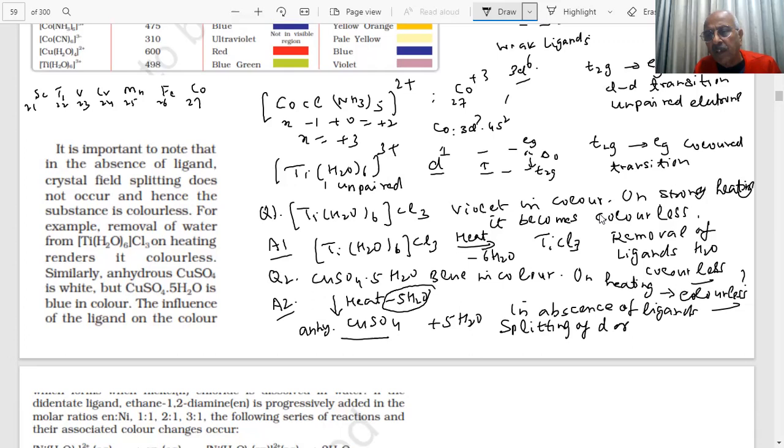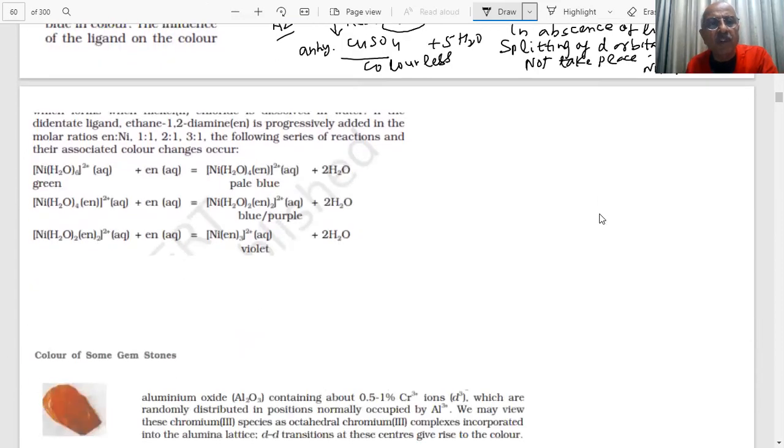Splitting of d orbitals does not take place, and therefore d-d transition is not possible. And the result will be that it becomes colorless. Got it? Note it down. Very important question. Students, they have been asked in the paper.